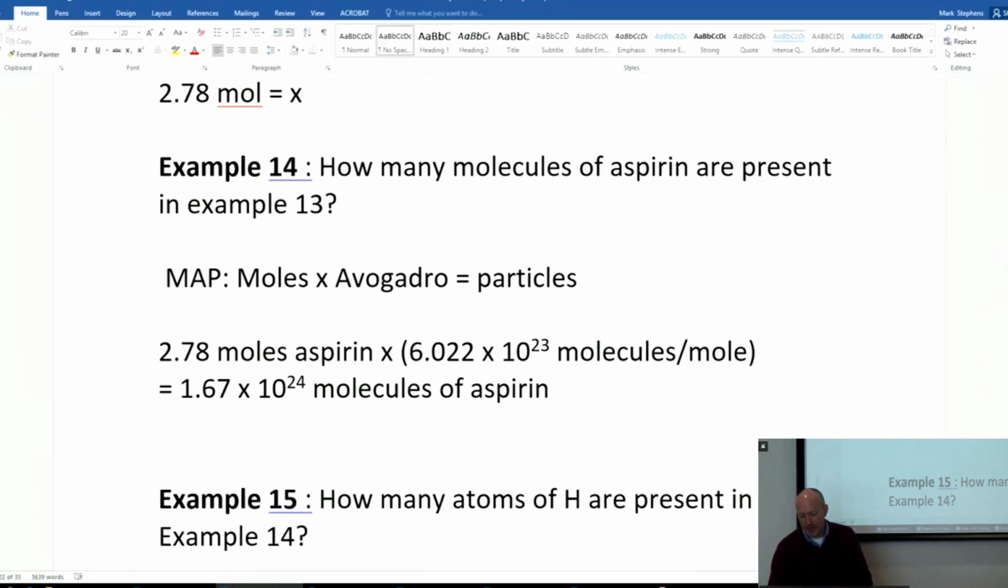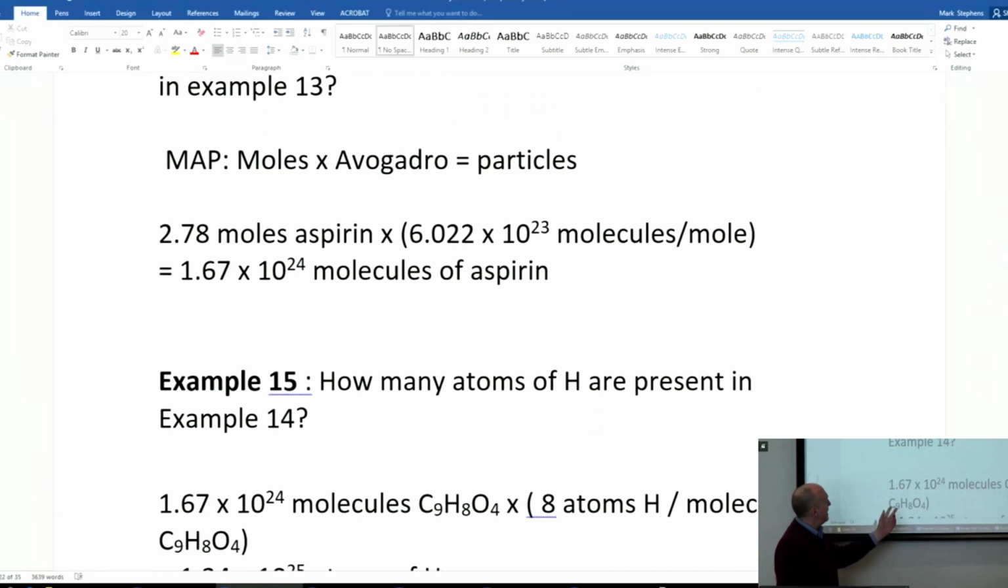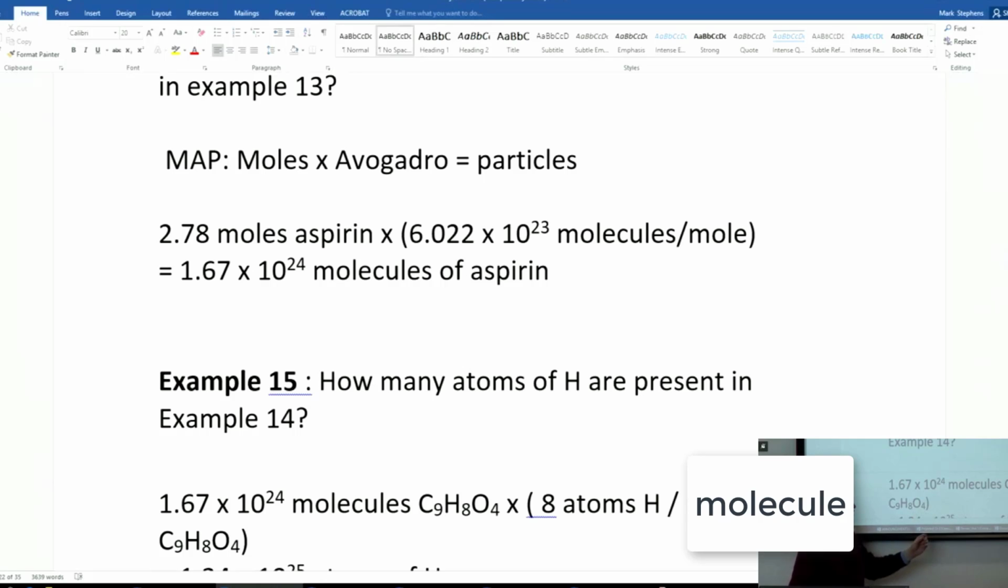And I can set up a little conversion factor just like before, but this one's nice and straightforward. My initial condition, 1.67 times 10 to the 24th molecules of aspirin. I want to know how many hydrogen atoms are in that. As the formula tells me, I have an 8-to-1 ratio. So there are 8 atoms of hydrogen per molecule of aspirin. I set my conversion factor up so that molecules of aspirin cancels out, and I'm left with atoms of hydrogen.